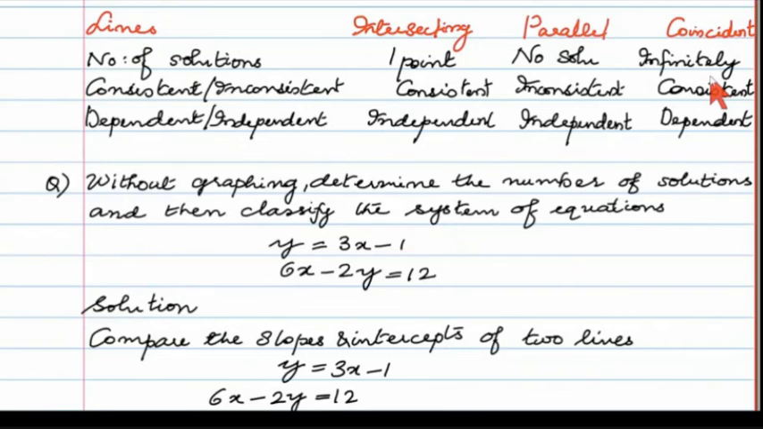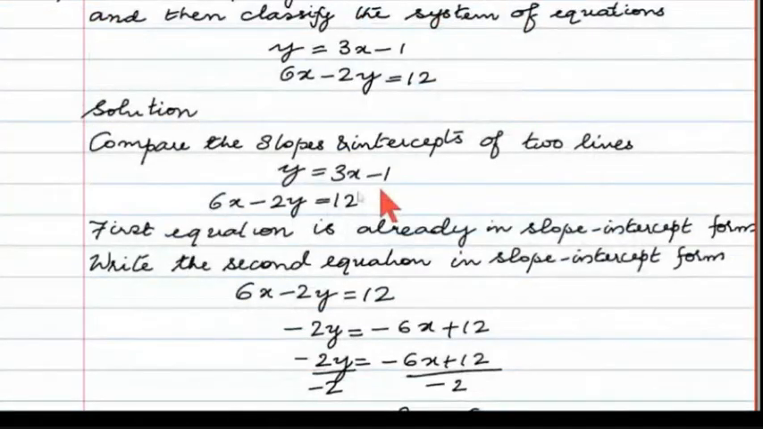Without graphing, determine the number of solutions and then classify the system of equations. y equal to 3x minus 1, 6x minus 2y equal to 12. So we can compare the slopes and intercepts of the two lines. y equal to 3x minus 1 is already in slope-intercept form. We have to convert the other equation into slope-intercept form. So 6x minus 2y equal to 12, minus 2y equal to minus 6x plus 12. Dividing LHS and RHS by minus 2, we get y equal to 3x minus 6.